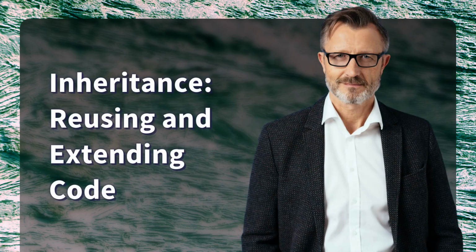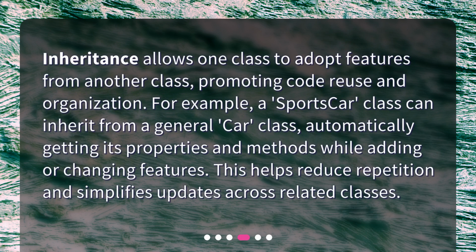Inheritance, reusing and extending code. Inheritance allows one class to adopt features from another class, promoting code reuse and organization. For example, a sports car class can inherit from a general car class, automatically getting its properties and methods while adding or changing features. This helps reduce repetition and simplifies updates across related classes.